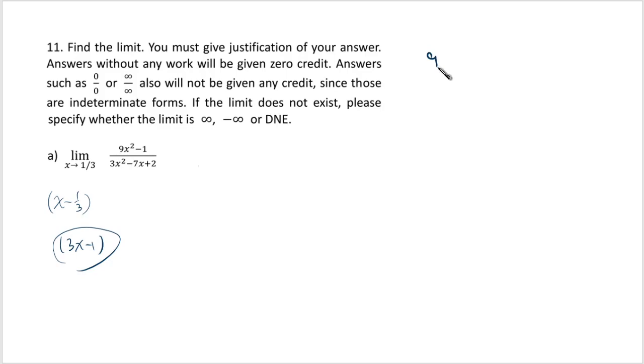First, the easy one is 9x squared minus 1. What's that? That's (3x) squared minus 1 squared. So difference of two squares says 3x minus 1, 3x plus 1. That's how you factor a squared minus b squared. Right? a squared minus b squared is a minus b times a plus b. So that's what you get on the top.